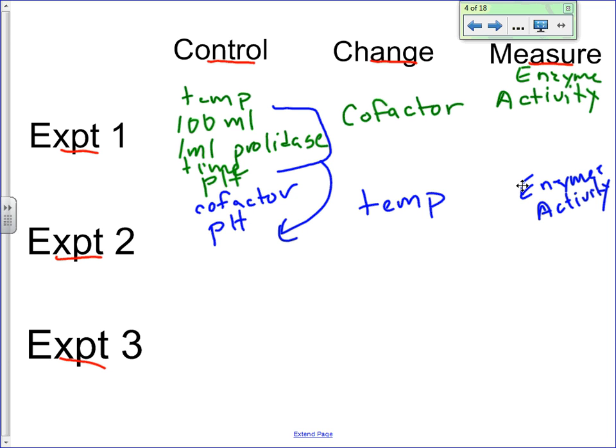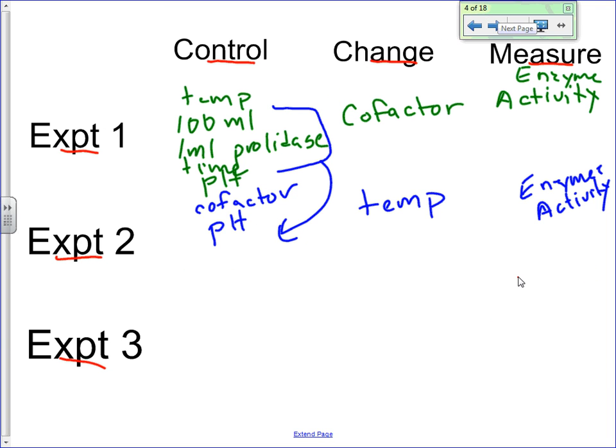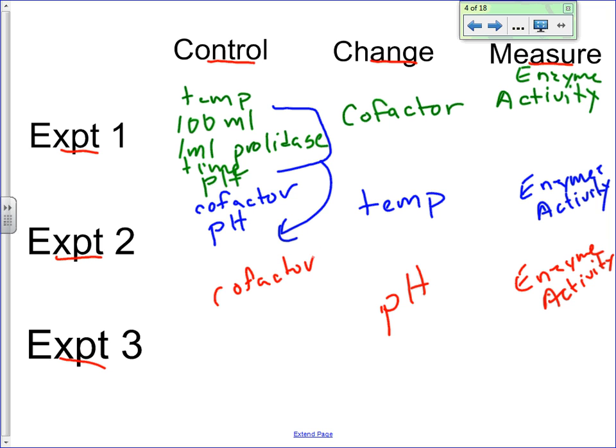All right, let's just jump on finally to the last one then, experiment 3. If we read, experiment 3 says experiment 2 was repeated. So what are we measuring in experiment 3? The activity level again. All right, but what are we changing this time? The pH. This time we're changing the pH and keeping what the same? Yeah, the cofactor is still going to be the same. The temperature is going to be the same. The 1 milliliter of prolidase. Yeah, the 1 mil of prolidase is going to be the same.